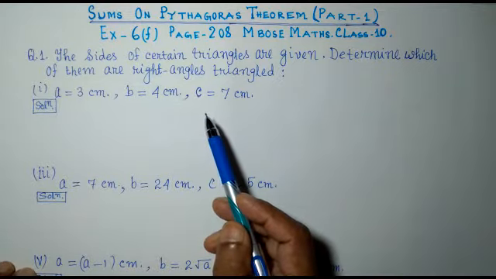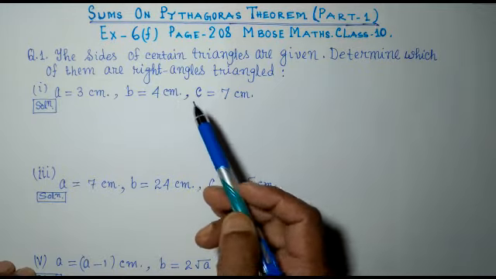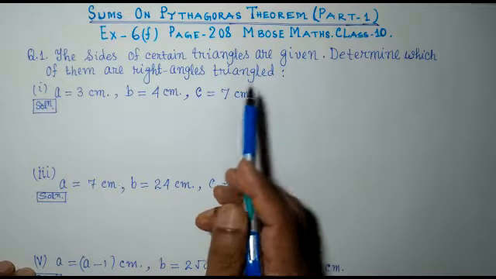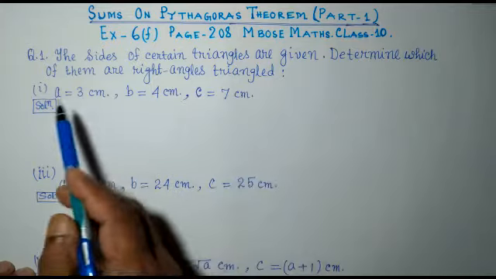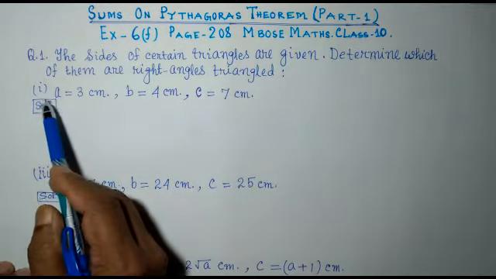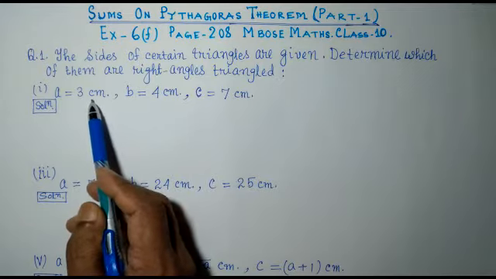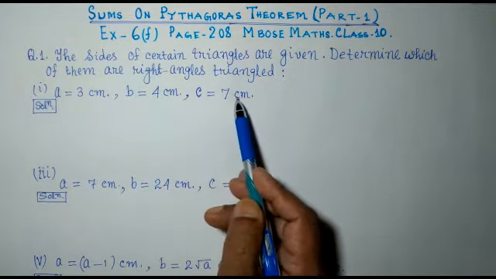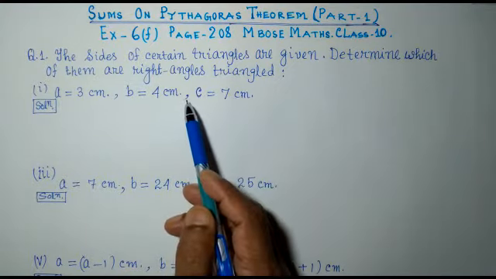Exercise 6F, page 208, Emboss Maths book class 10. Question number 1. The sides of certain triangles are given. Determine which of them are right angled triangles. So question number 1, sub number 1. Side A is equal to 3 centimeter, side B equal to 4 centimeter, side C equal to 7 centimeter. The question is, is it a right triangle or not?